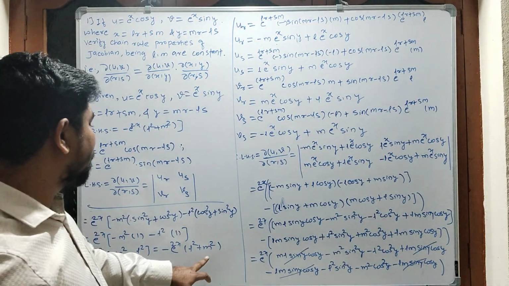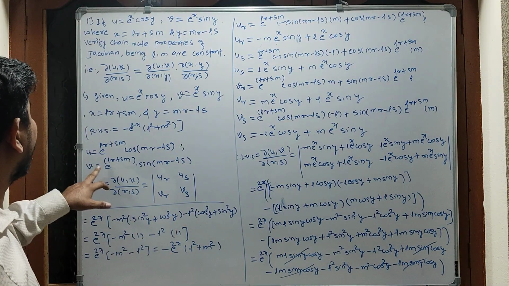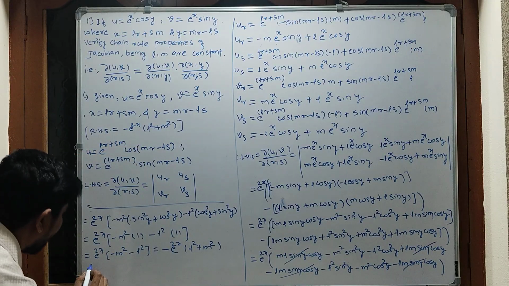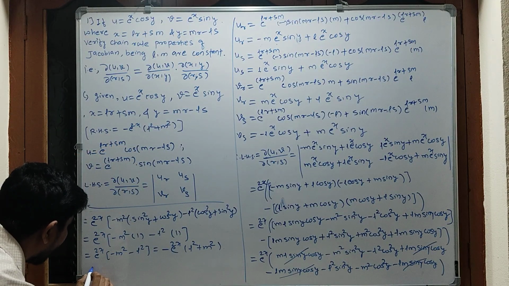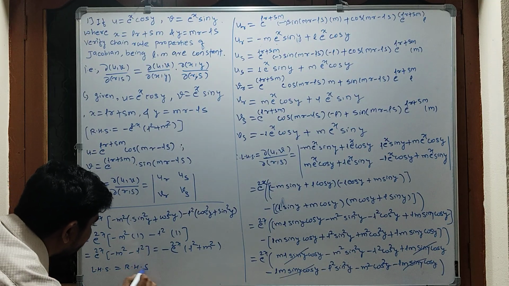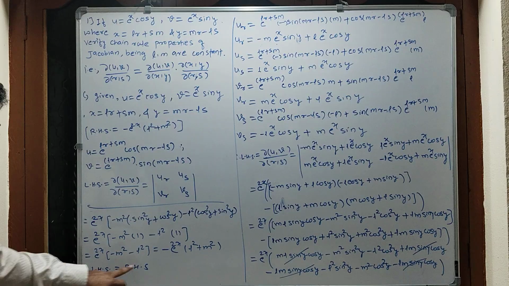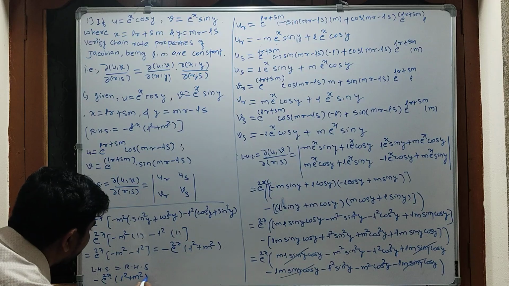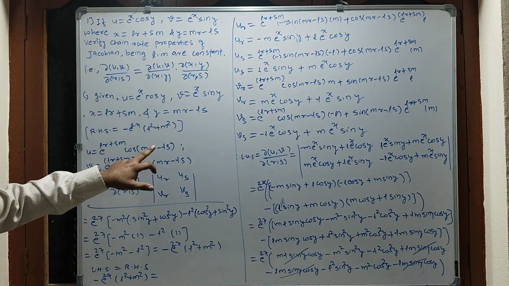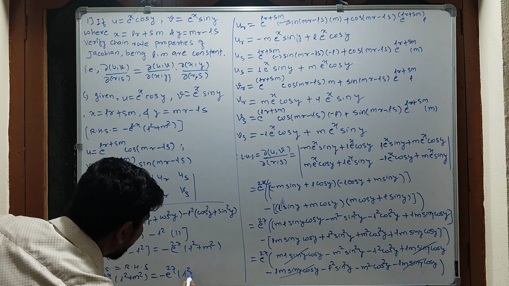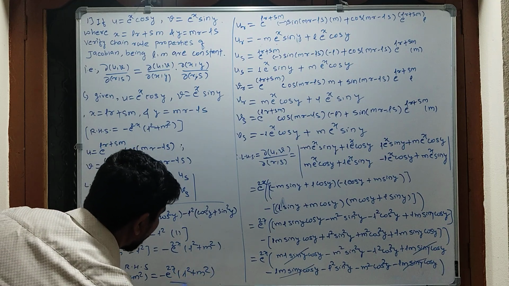Therefore this is my right hand side, and the left hand side is already found. So the left hand side equals the right hand side. That is, the left hand side is minus e to the power 2x in bracket L square plus m square, which is equal to the right hand side we have found, minus e to the power 2x times L square plus m square. That's what we have to show.